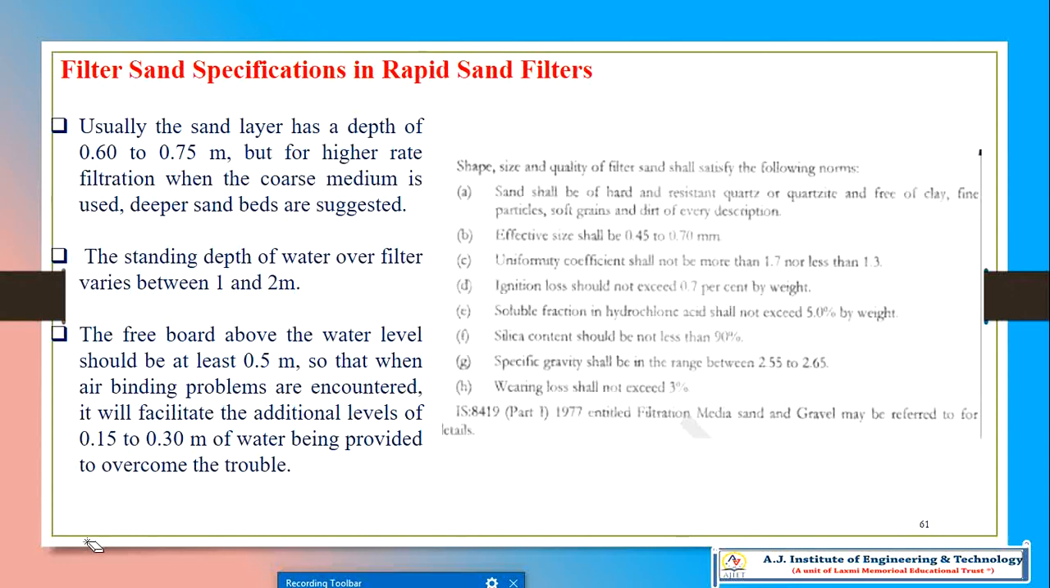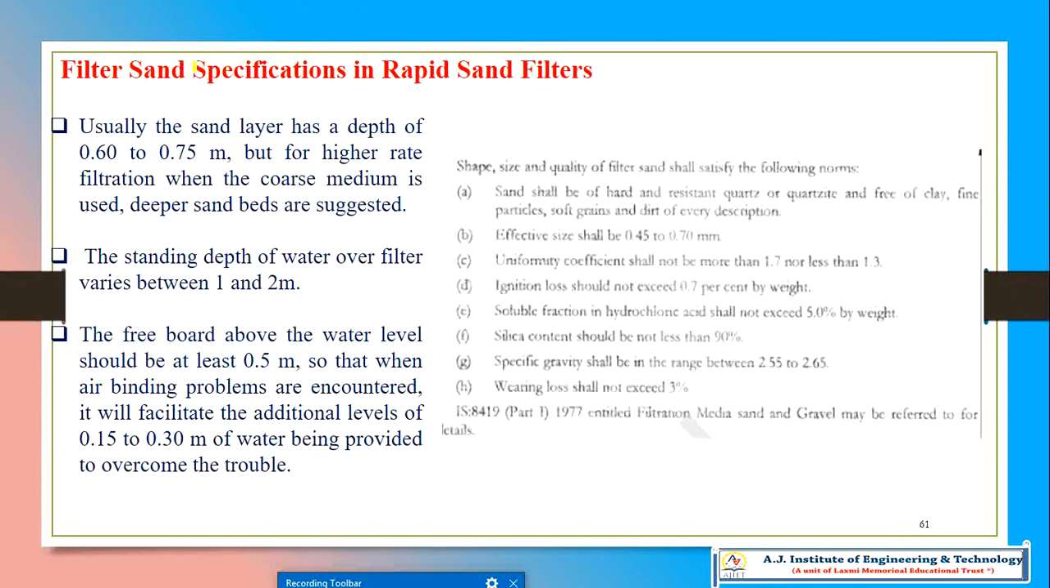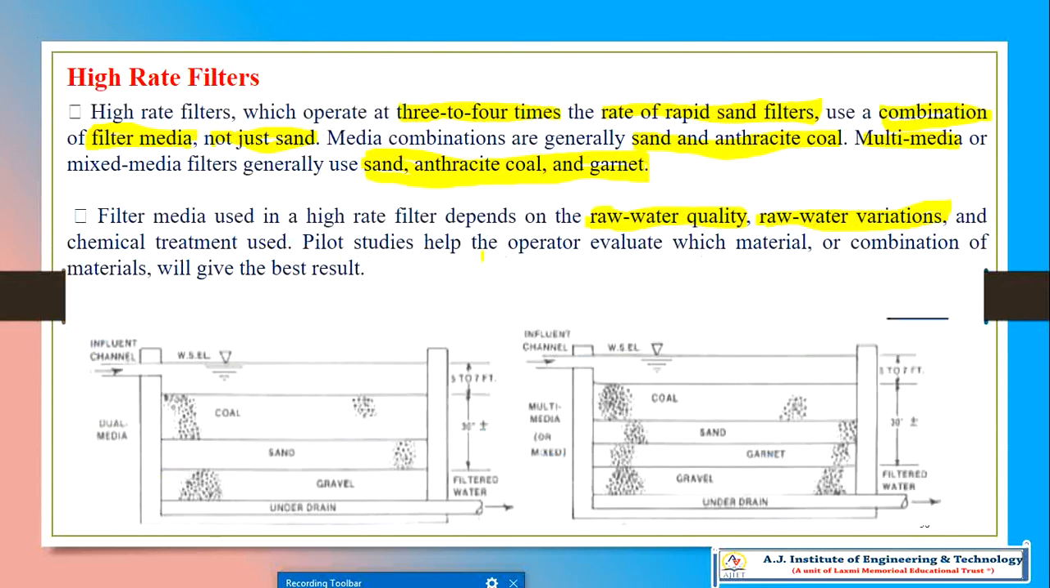Now coming to filter bed specification, especially in the rapid sand filter, usually the sand layer has a depth, as a design consideration, of 0.6 to 0.75 meter. But the higher the rate of filtration when coarse medium is used, deeper sand beds are suggested. The standing depth of the water overall varies from 1 to 2 meter. That is the standing depth of the water. You can see it here in the figure. This is called standing depth of the water.